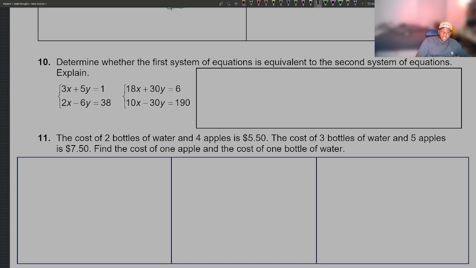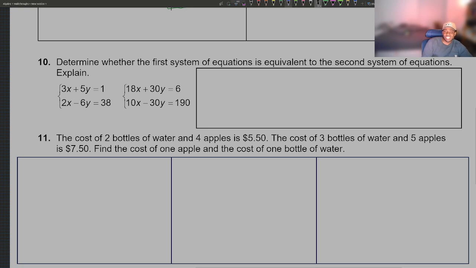So number 10 asks us to determine whether the first system of equations is equivalent to the second system of equations, and we need to justify or explain our answer. What you need to know about equivalent systems is that if two systems of equations are equivalent, they have the same exact x and y as a solution. So you're looking at these two systems and you say, well, these two lines intersect at a place and these other two lines intersect at the exact same place. So you have potentially 4 different lines all intersecting at the same x and y value. But that's not always going to be the case. And let me show you what I mean.